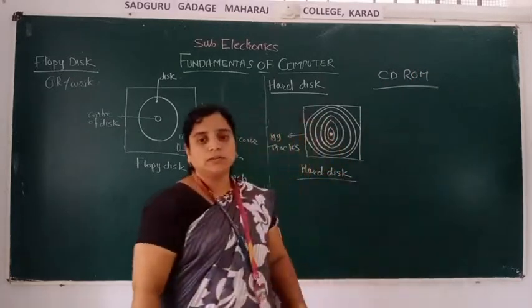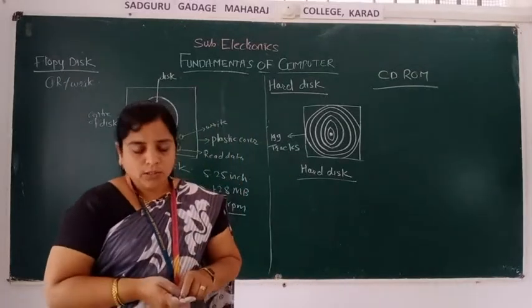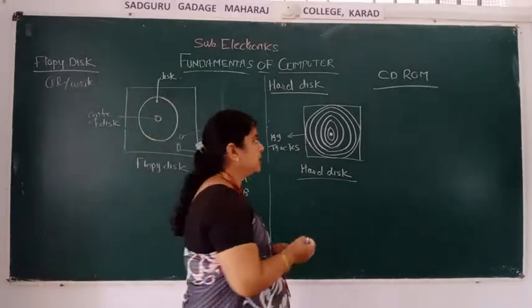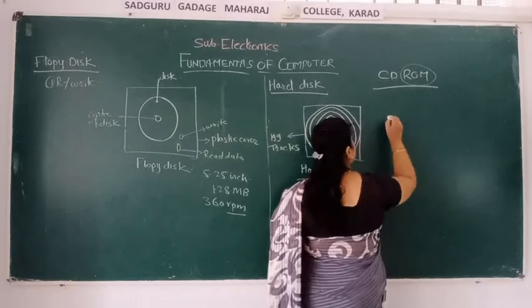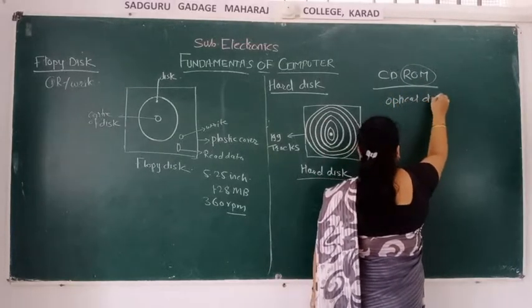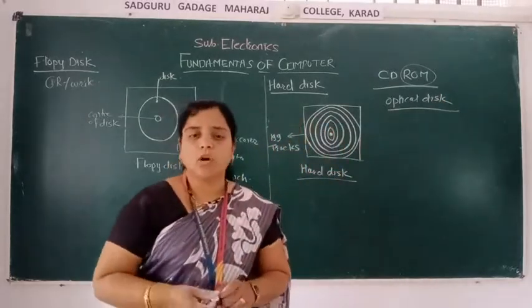CD-ROM means what? CD-ROM is nothing but a compact disk. It is a compact disk. It is a read-only memory, or an optical disk. ROM is what? Read-only memory. CD-ROM is an optical disk.